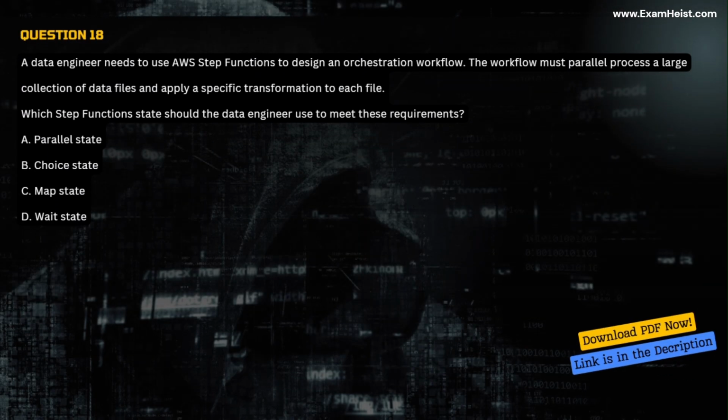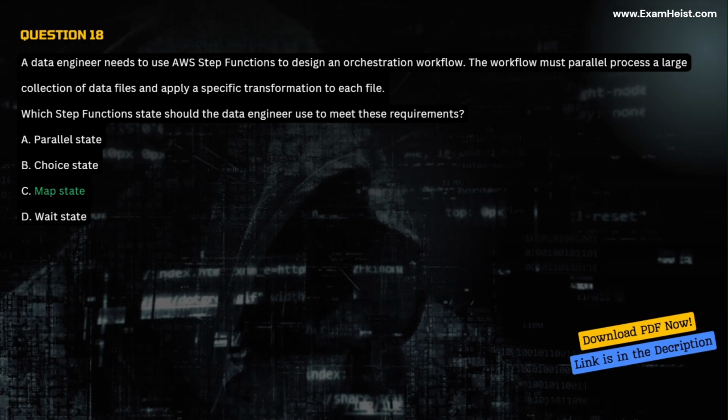Question 18. A data engineer needs to use AWS Step Functions to design an orchestration workflow. The workflow must process a large collection of data files in parallel and apply a specific transformation to each file. Which Step Functions state should the data engineer use to meet these requirements? A. Parallel state. B. Choice state. C. Map state. D. Wait state.